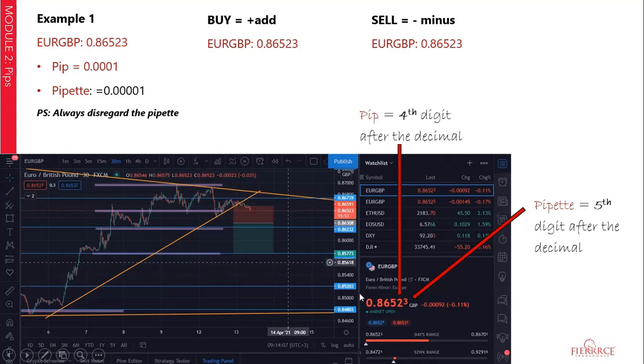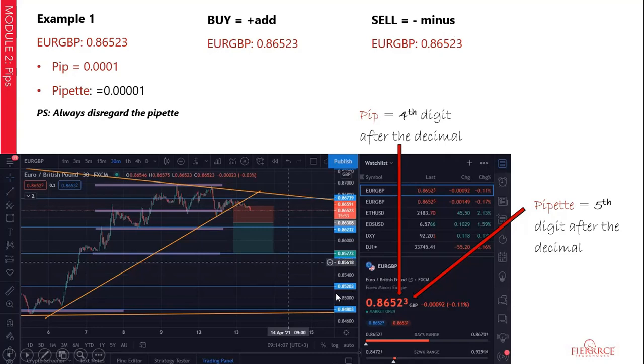Does that make sense? Now, when the price goes up, remember what we talked about, we placed a buy order and the price was going up. So let's say we are buying. If you're buying for 1 pip, we add the pip to the price we're looking at, the spot price. If we are selling, I'll be subtracting. Hence, you can see buy is add, sell is minus. So I'll be subtracting the pip.